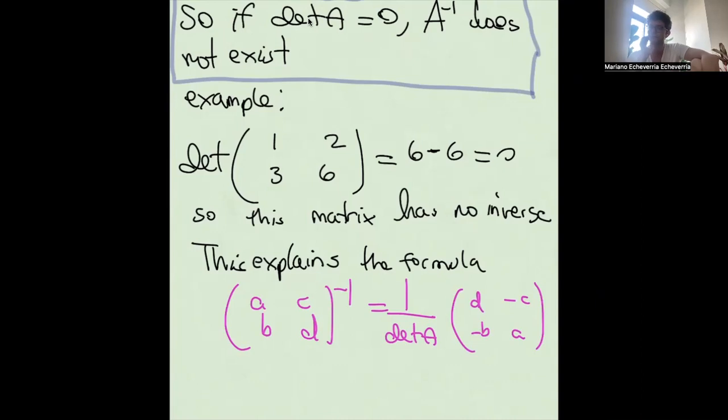And so if you look at this formula, it requires dividing by the determinant. So that is telling you the determinant could not be 0 to begin with. Is that making sense? Okay. So that's more or less everything that I wanted to say about the 2x2 case.